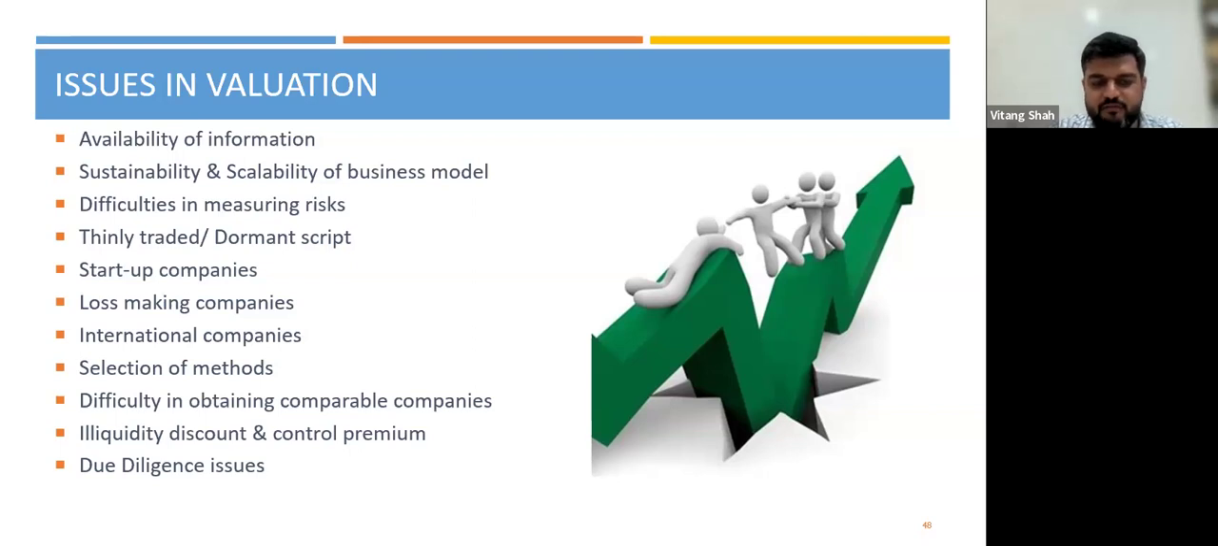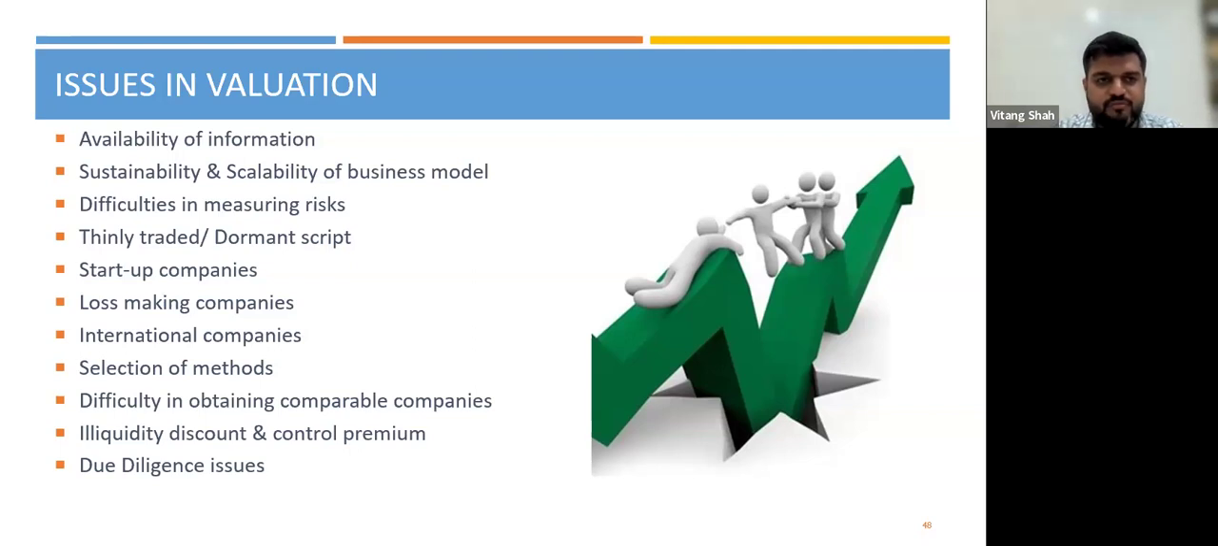Then there could be an illiquidity discount and a control premium. There are no fixed standard rules which tell you to what extent an illiquidity discount or a control premium needs to be considered in terms of percentage. Today, I may apply a 15% discount to the multiple for illiquidity, but tomorrow you can consider a 20 or 25% discount for illiquidity. So how do you determine exactly what percentage one should consider for illiquidity? At the same time, if I'm going to get control over the business operation, what should be the additional premium which I should consider as a control premium? That too, I'm not sure.